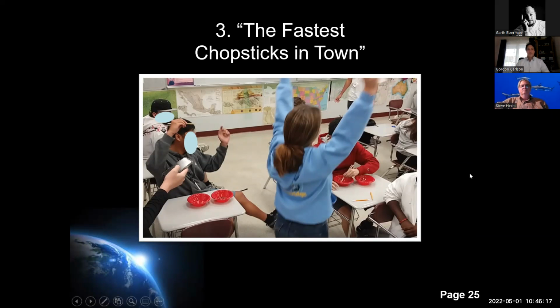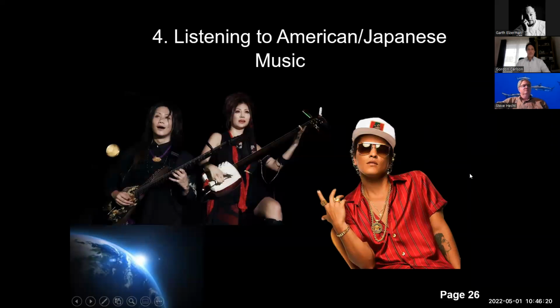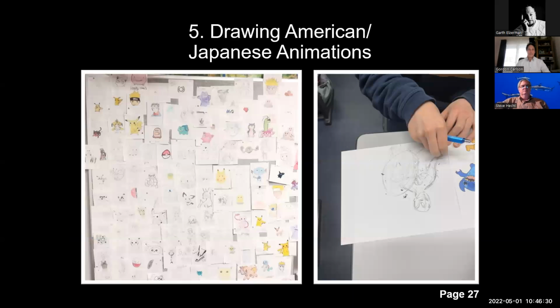And the next one, they also listened to music. So they had a really good time listening to different types of Japanese music. We played traditional and contemporary. Same on our side with American. And we were also drawing, and these were the American students' drawings of Naruto and Pokemon characters.